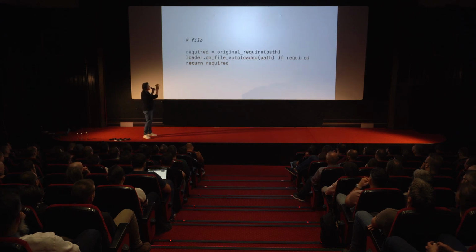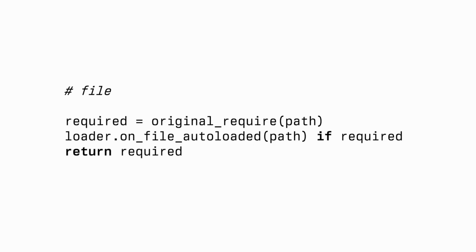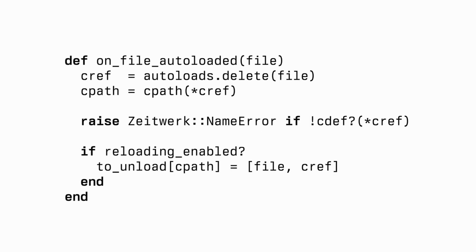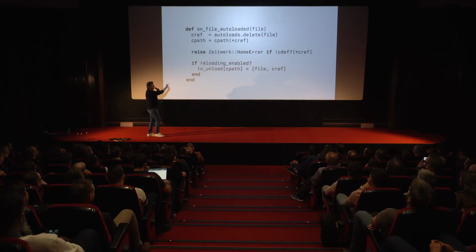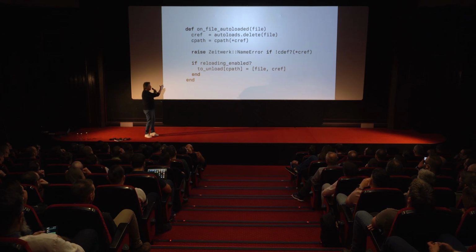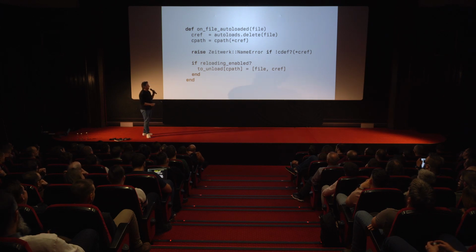All right, so basically, if we get a file, we are going to call some internal callback, on file autoloaded. When a file is autoloaded, we just keep track of things and we validate that the file defines what we expect it to define. And if reloading is enabled, which is not by default, then we keep track, okay, we autoloaded this thing, because then if we reload, we need to unload this thing.